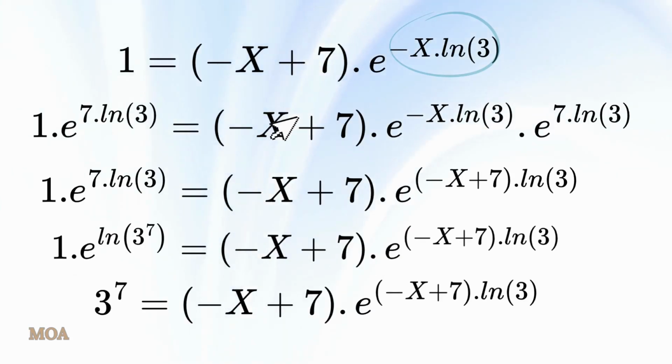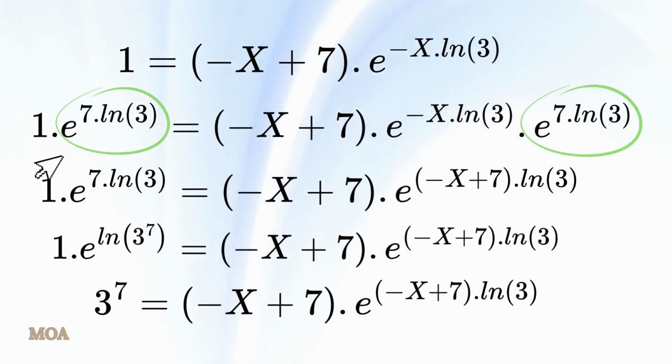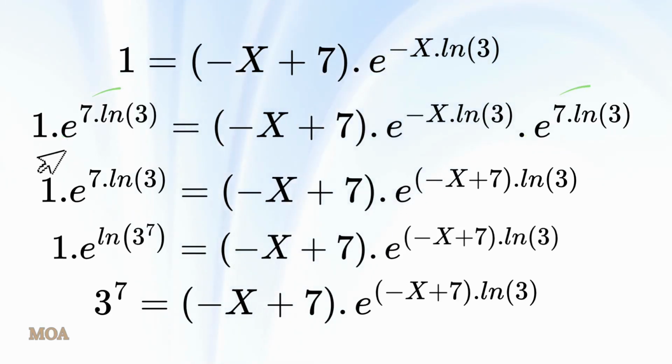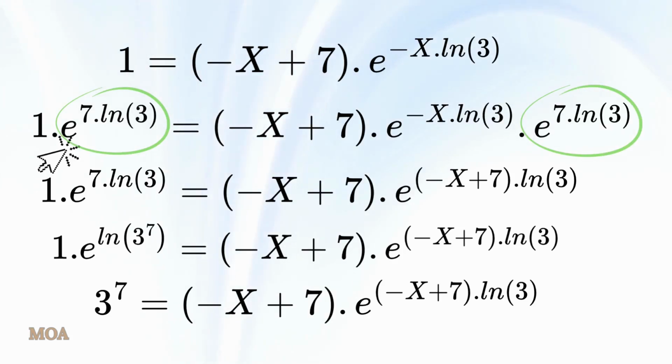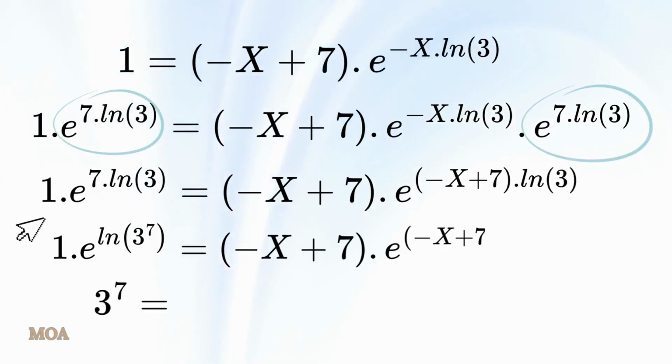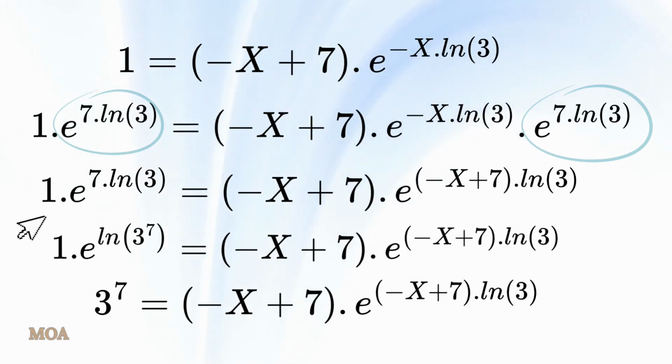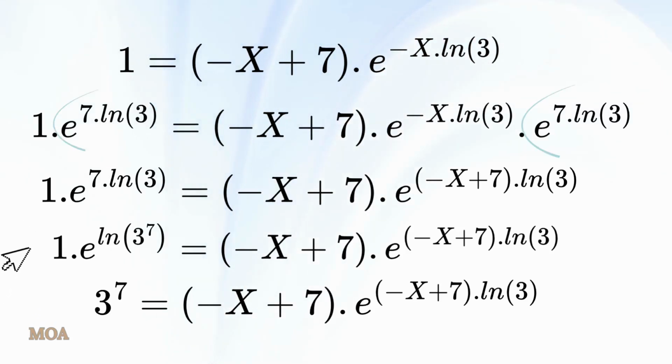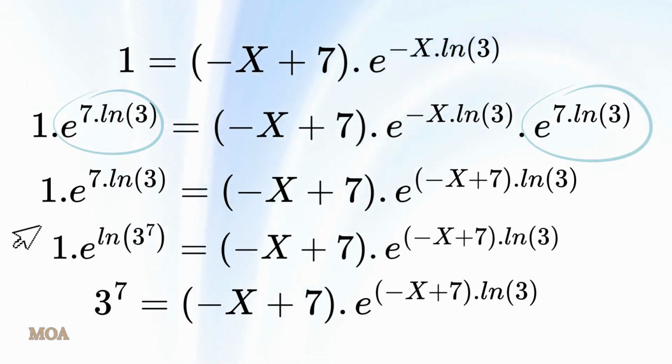Since the exponent in the base e is negative capital X times the natural logarithm of 3, and the factor negative capital X plus 7 adjacent to the base e contains a 7, we multiply both sides by the term e raised to the quantity 7 times the natural logarithm of 3. This yields 1 times e raised to the quantity 7 times the natural logarithm of 3 equals negative capital X plus 7 times e raised to the quantity negative capital X plus 7 times the natural logarithm of 3.